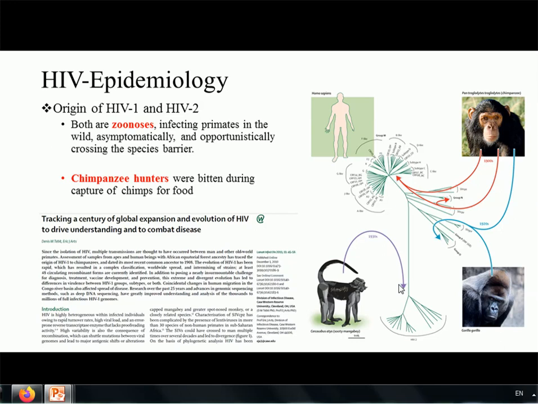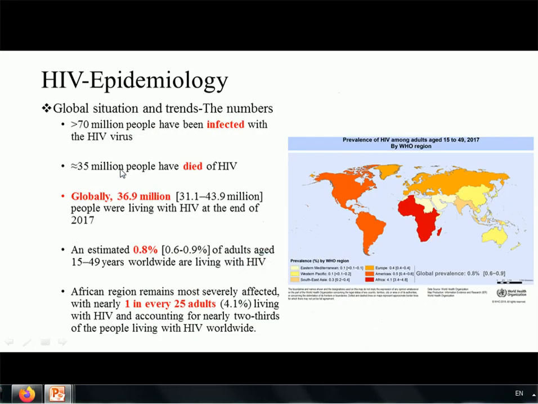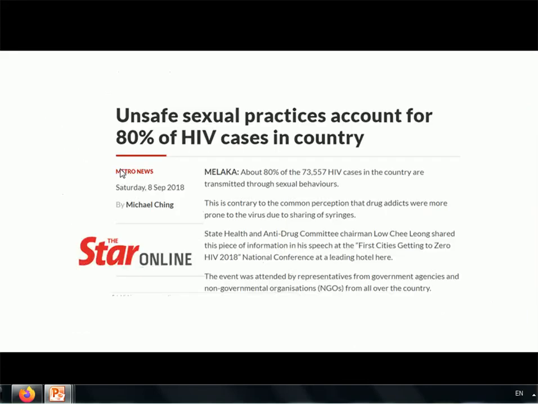So this is in terms of the epidemiology. In fact, first of all, it was suspected the virus spread from the chimpanzee. And this is the global situation and the trend of HIV.